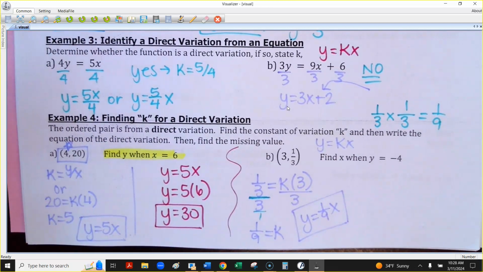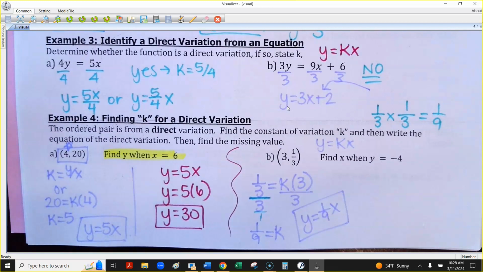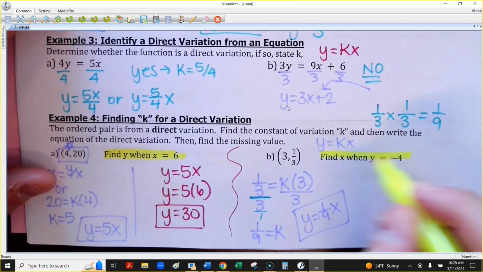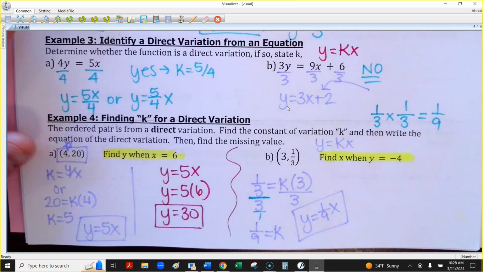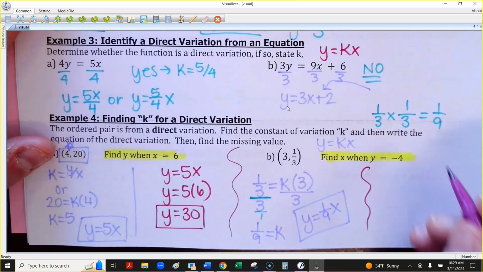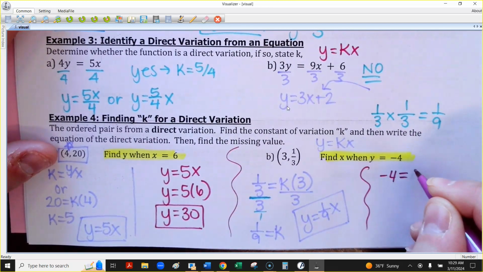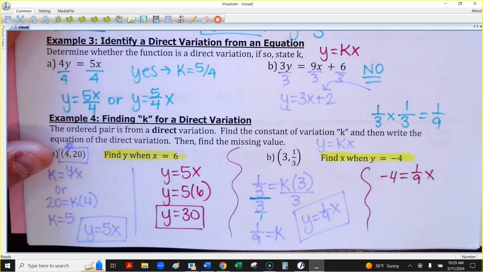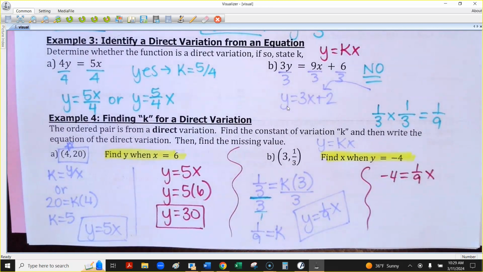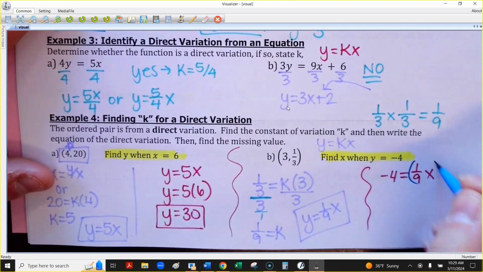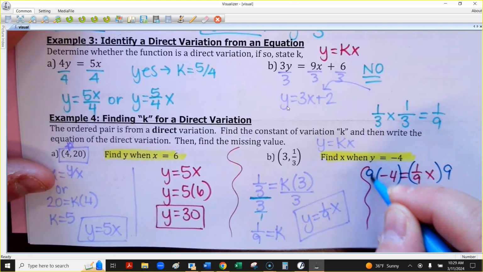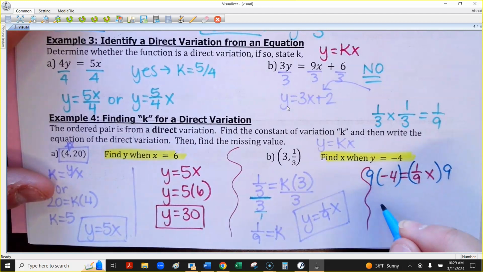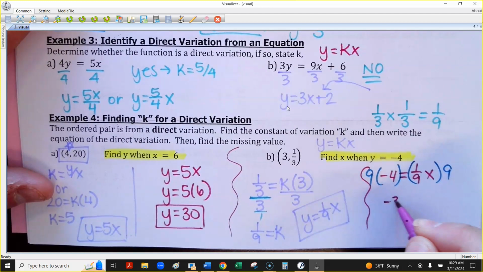Okay, then again, they always have like a secondary question. So after you write down your formula, it says find x when y is -4. So I would do -4 equals 1/9 times x. How would you solve that for x? Like, what would you do to get the 1/9 away from it? Multiply by 9. Just multiply by the reciprocal, easiest way to do it. 1/9 and 9 are reciprocal, so they'll cancel each other out. This would just give you -36 there for your x.